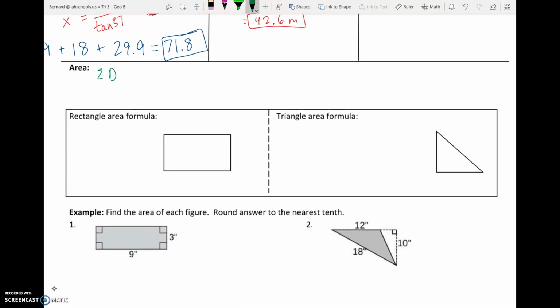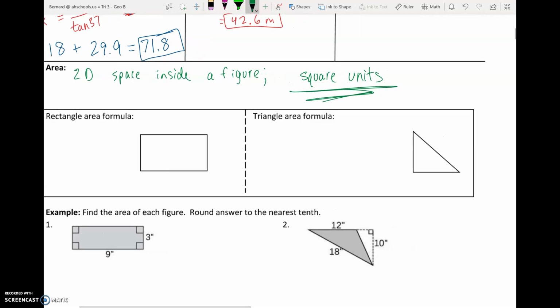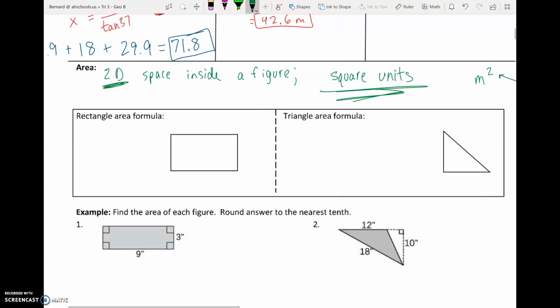Area is the two-dimensional space, or 2D space, inside a figure. Now, one thing to note, area has square units. What square units means is, let's say everything was in meters. Then our answer would contain meters to the second power, or meters squared. And raising things to the second power is two-dimensional, 2D, and that matches up with the measurement of the 2D space inside a figure. So square units. Now, today, again, the only focus is rectangles and triangles.